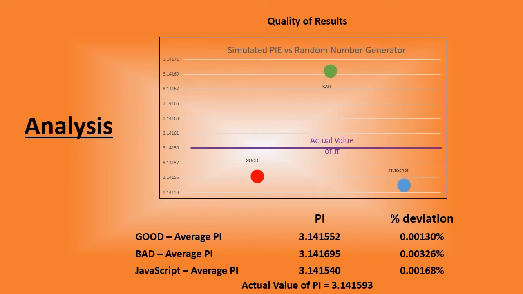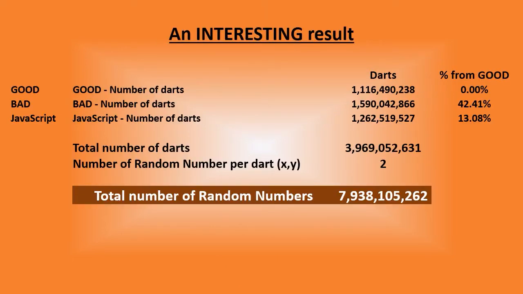This next chart shows the quality of the results of the simulated value of pi. The good random number generator estimated the value of pi to be 3.141552, which is only 0.0013% deviation from the actual value of pi. Not bad.